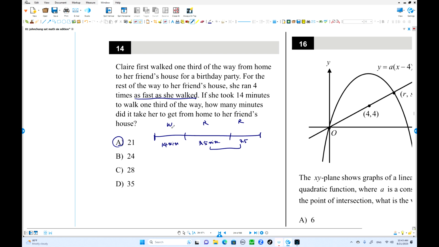Or you can use some algebra. They're all the same distance. What is the speed over here? D over 14, that's the speed. 4 times faster speed is over here. What is that? 4 times D over 14, right? That's the speed. Okay, how long does it take over here? Distance over speed again. D is out. 14 over 4, still 3.5, okay? You can use this algebra, okay? Anyway, the answer is A, okay?